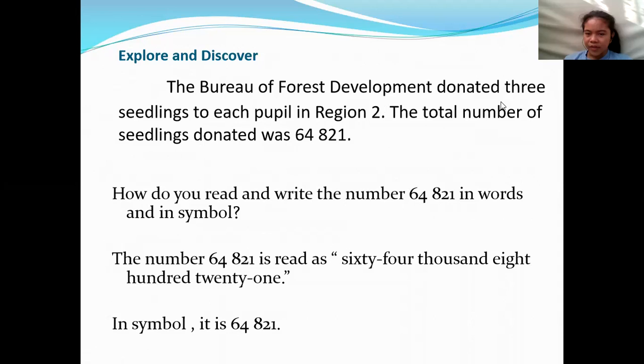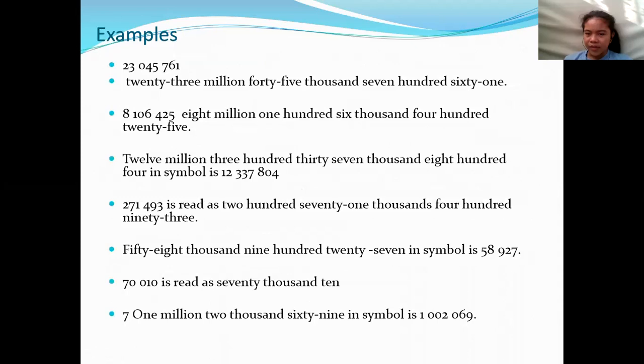Okay, so we have here the number 64,821, which is read as, okay, this is the word form, 64,821, or this is the symbol. Okay, continue. So we have here examples. Can you please read the numbers and the words?